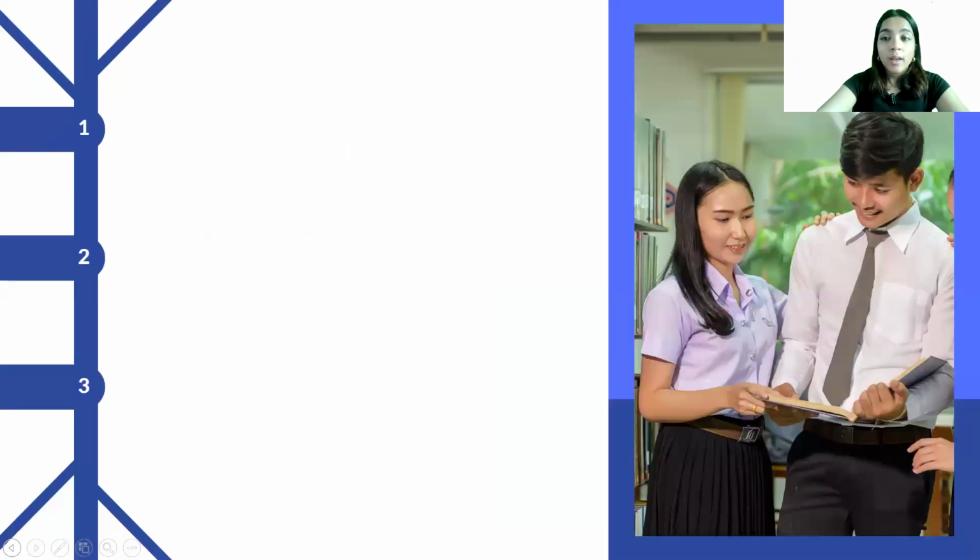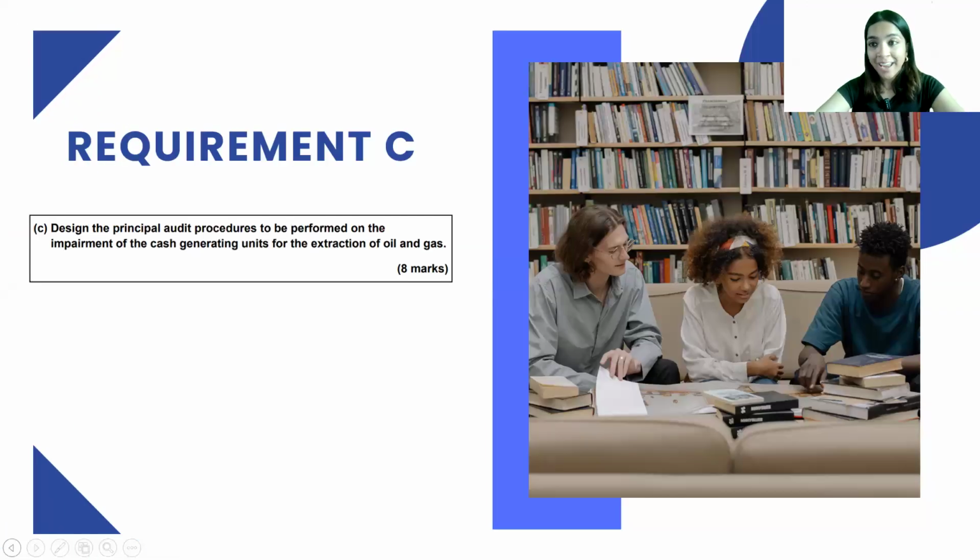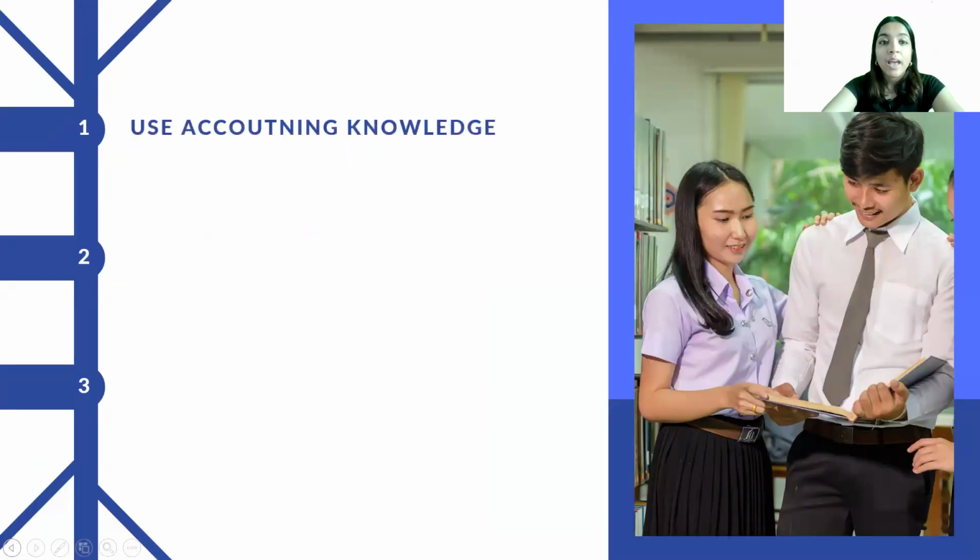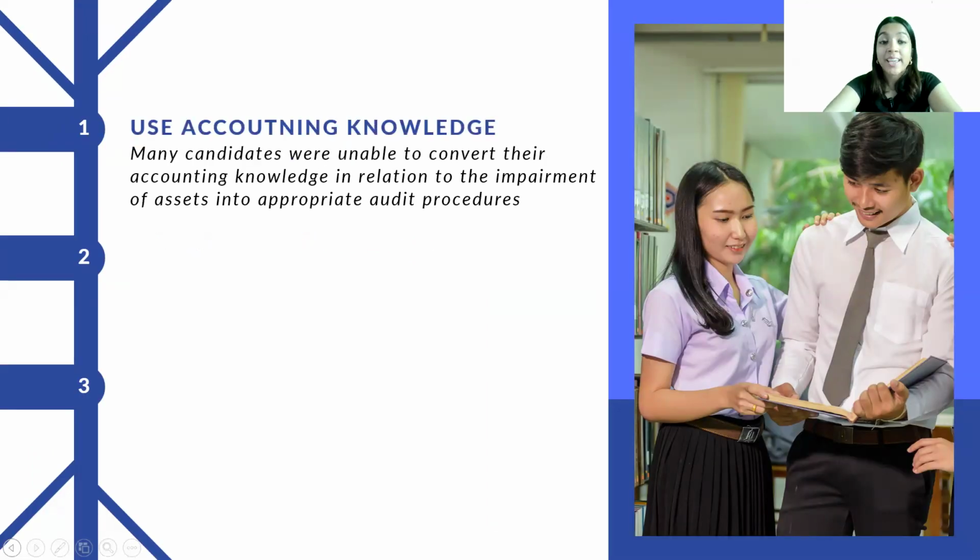Okay? 8 marks, 8 procedures. Easy. Now, use accounting knowledge. Many candidates were unable to convert their accounting knowledge in relation to the impairment of assets into appropriate audit procedures. Again, one more golden tip for you: whenever you are doing audit procedures, think about the accounting knowledge. That would be the most important thing.